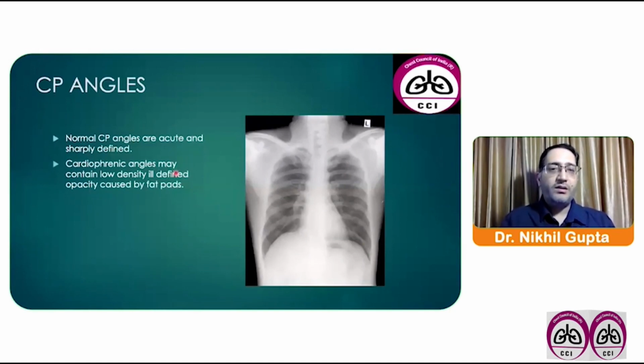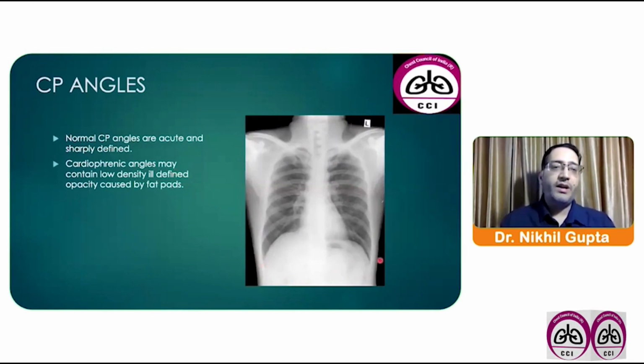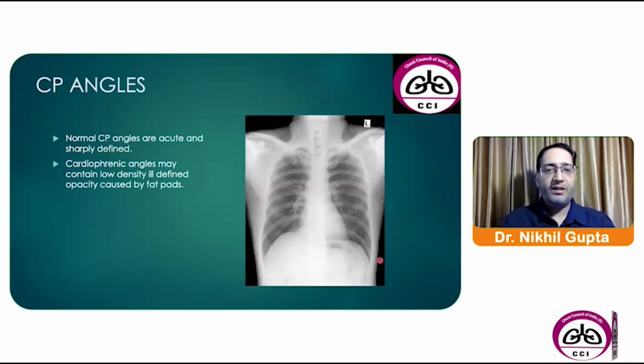Coming to CP angles. Normal CP angles are acute and sharply defined, as seen here and here. CP angles may contain low density, ill-defined opacity, which contains a fat pad, right here and here.